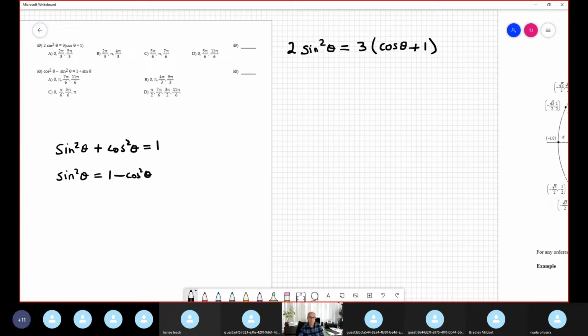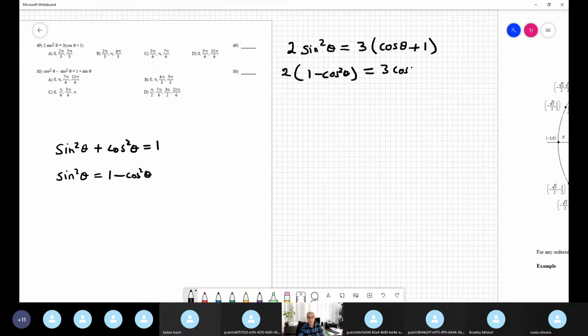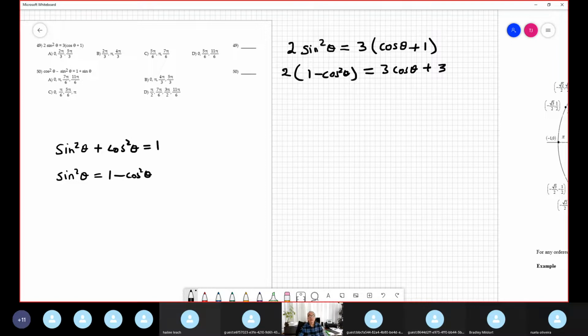And you replace. You put 2 times parentheses 1 minus cosine squared theta is equal to 3 cosine theta plus 3. Why not distribute the property here? And now, why not distribute again to clear the parentheses? The multiplication is 2 minus 2 cosine squared theta is equal to 3 cosine theta plus 3. Everyone follow me so far? Yes. Entonces, at this moment, I realize that we finish that problem with a quadratic equation.